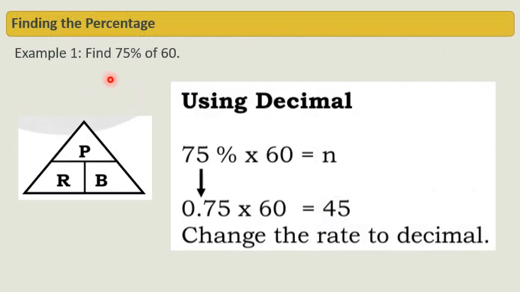So let us have this example. We have finding the percentage. We have two ways in finding the percentage. First is using decimal, so gagamitin natin yung Tekens triangle para mahanap yung percentage. Kung percentage ang hinahanap, we just have to multiply the rate and the base. So dito, sa example natin, find 75% of 60.